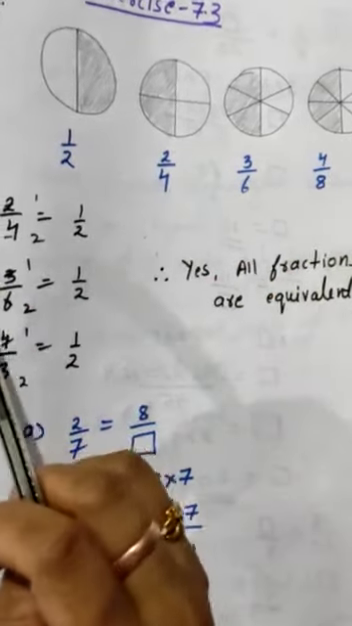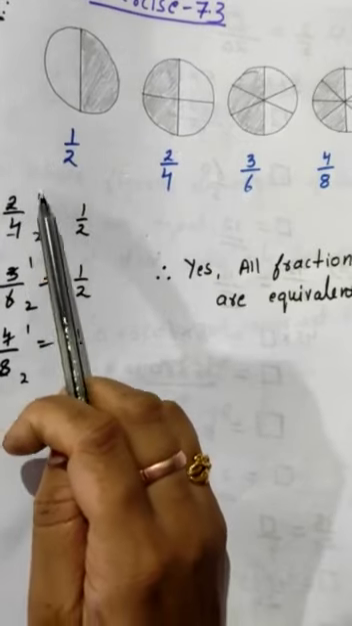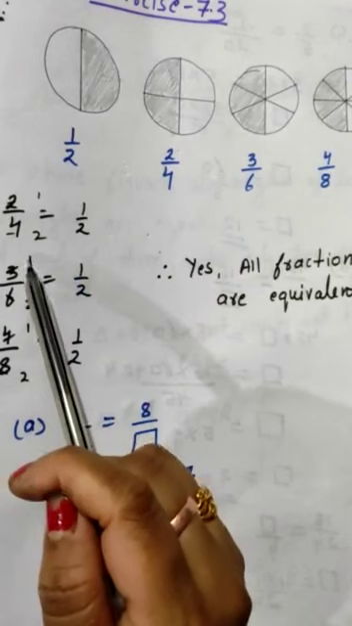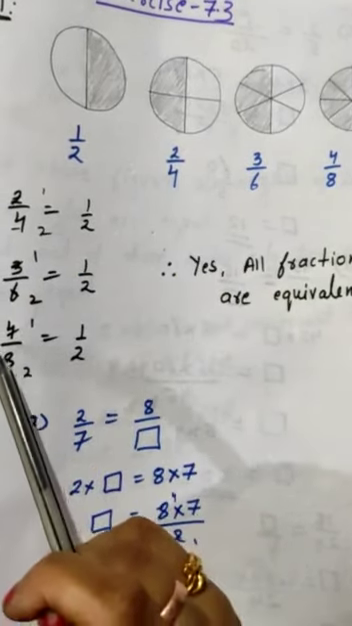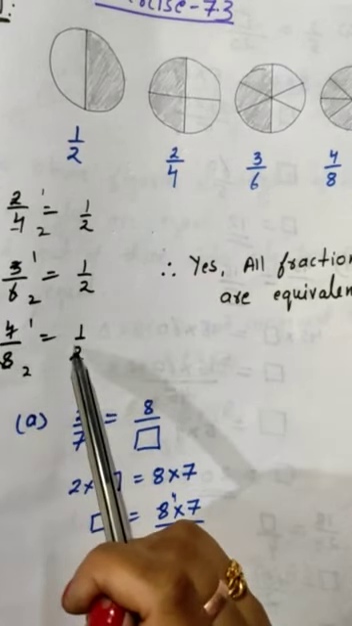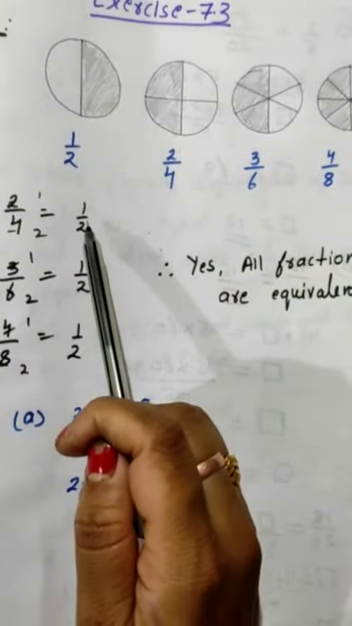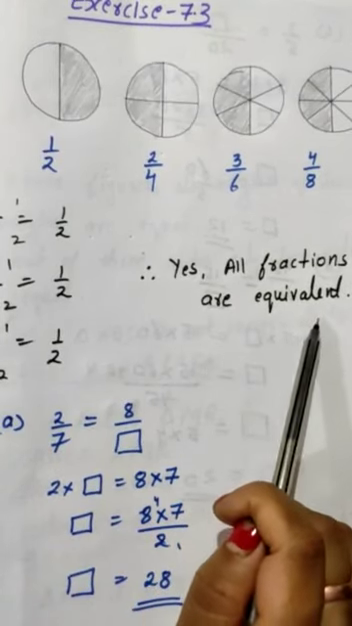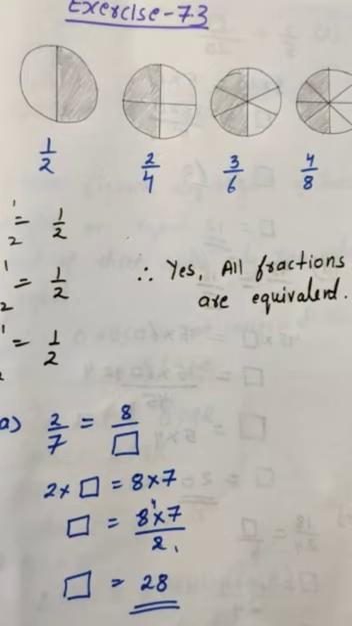Now 2 by 4 is equal to 1 by 2 because 2 ones are 2 and 2 twos are 4. Similarly, 3 by 6 is 3 ones are 3, 3 twos are 6. This is also again 1 by 2. And 4 by 8 is also the same. 4 ones are 4, 4 twos are 8. This is also 1 by 2. Now you can see that all the values are equal to 1 by 2. So you will write yes, all the fractions are equivalent fractions. I hope all of you have understood it.